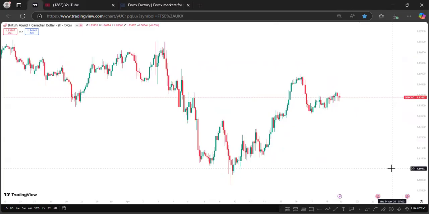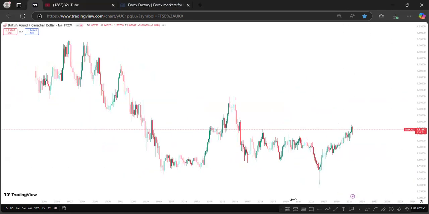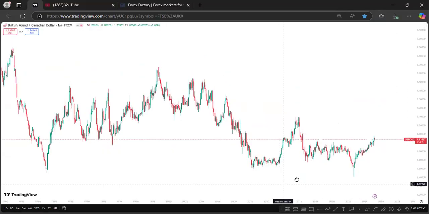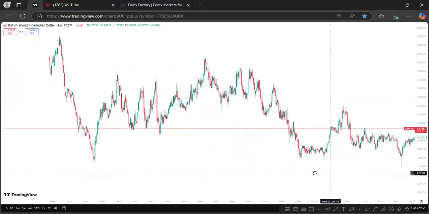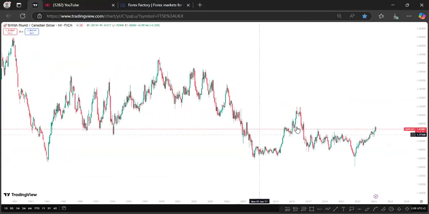The next thing I do is go to the monthly time frame. So on the monthly time frame, what are we looking at? We are going to look at the overall direction of the market and where exactly the market is going. So overall, on the monthly time frame, we can clearly see that GBP/CAD is in a downtrend. So let's mark that out.